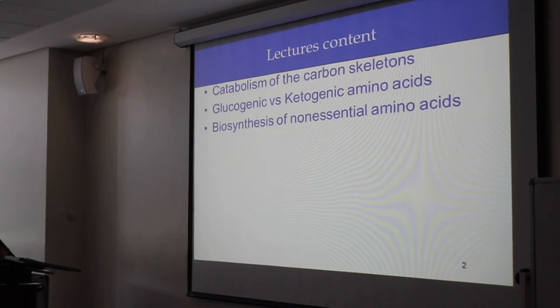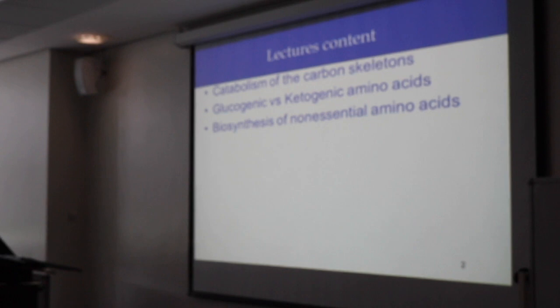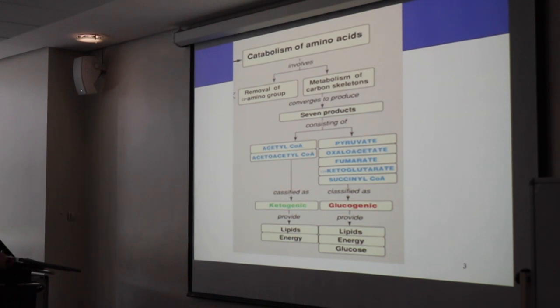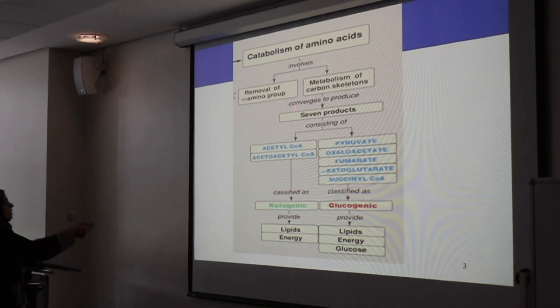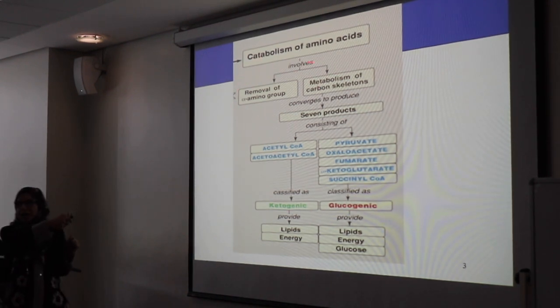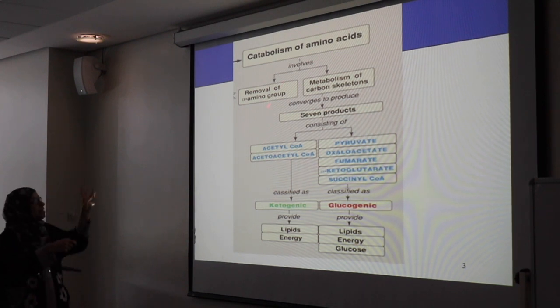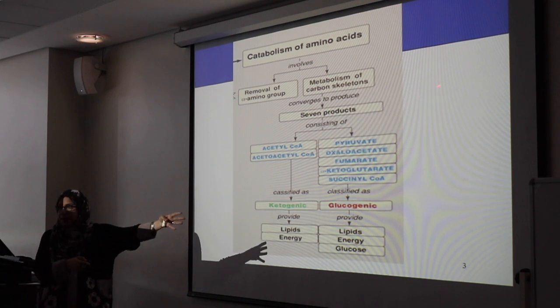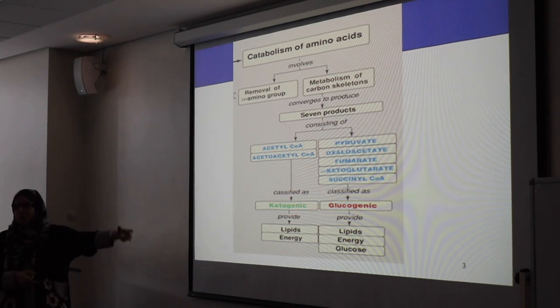Okay, so we said we're going to define today the glucogenic and the ketogenic. This is going to be the topic of Thursday, which is how we make amino acids and what are the essential and the non-essential amino acids. So the metabolism of amino acids: first thing we need to remove the amino group. Once the amino group is removed, we can metabolize the carbon skeleton into one of these 7 products.